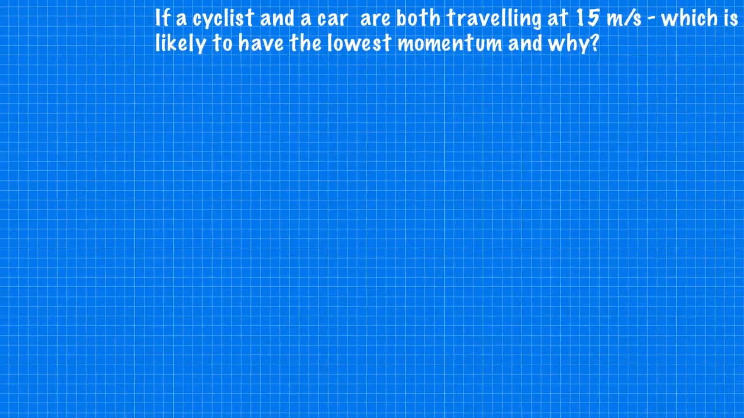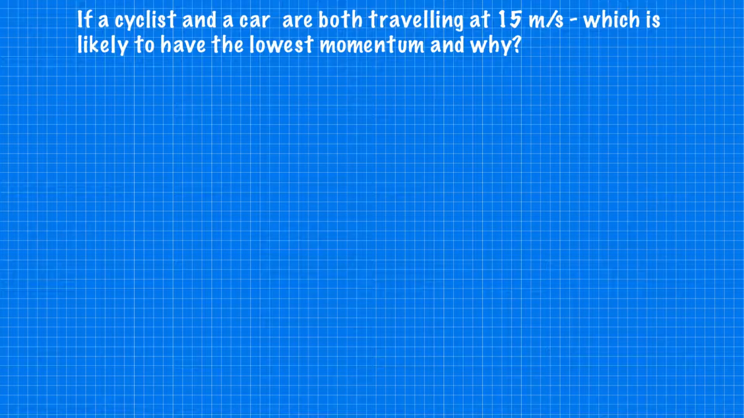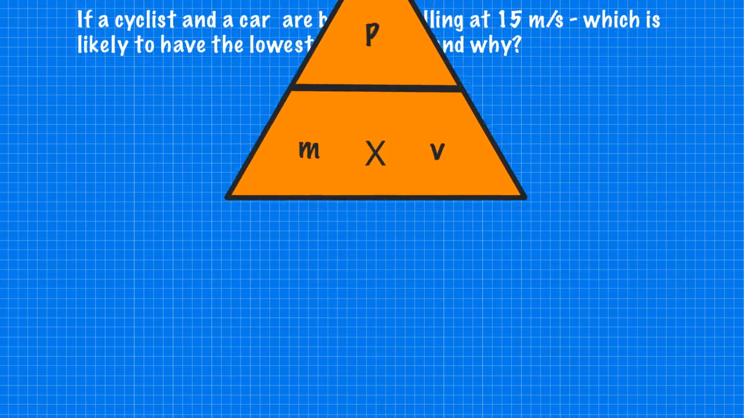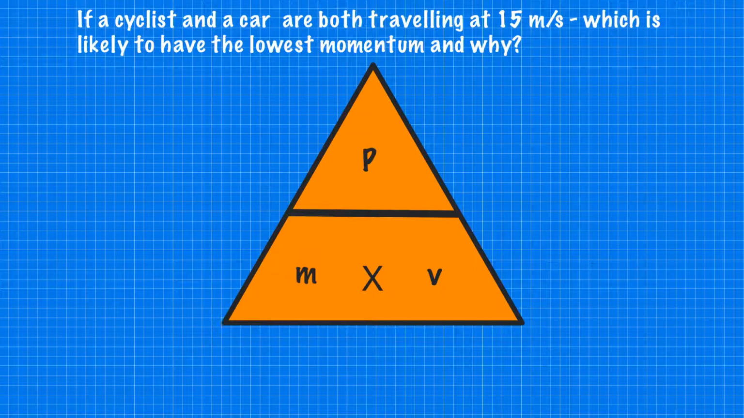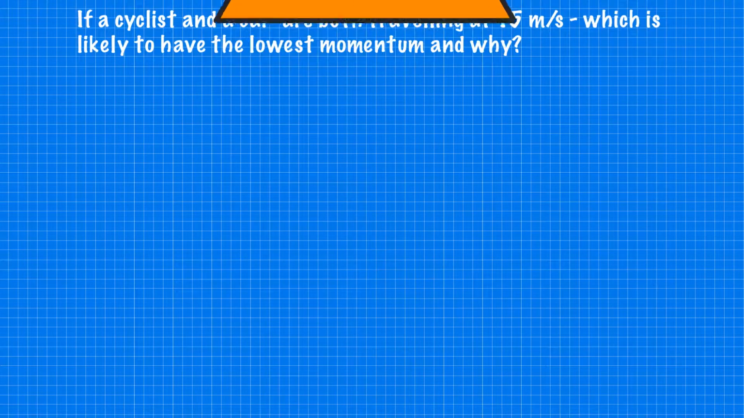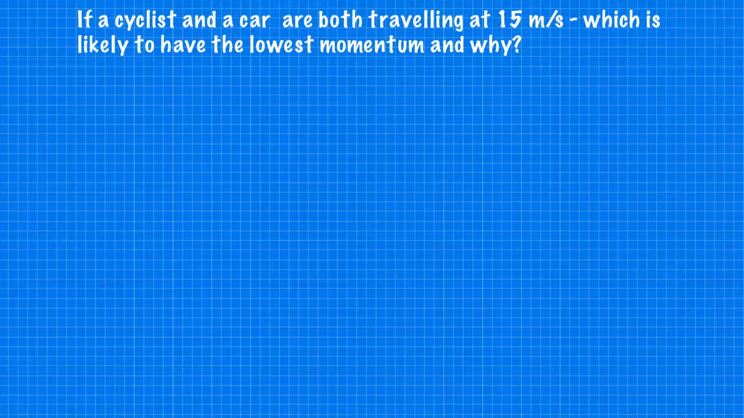So here's our first question. If a cyclist and a car are both travelling at 15 meters per second, which is likely to have the lowest momentum and why? So we can hark back to our formula to answer this question. Momentum equals mass times velocity. So we'll go with that and we'll use that to answer our question, even without numbers.